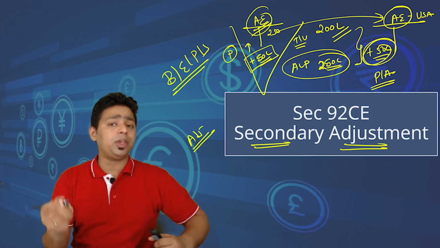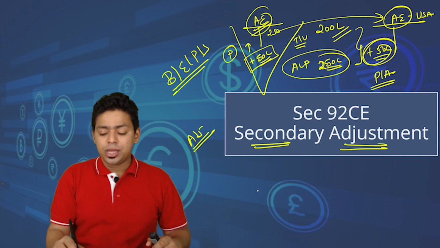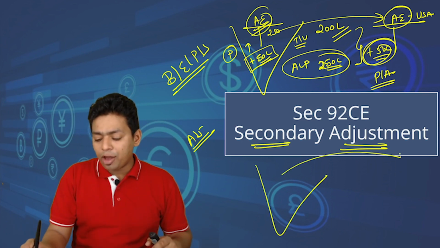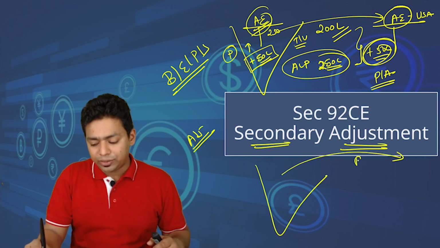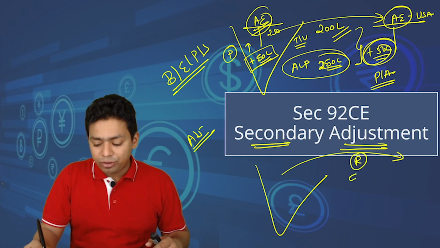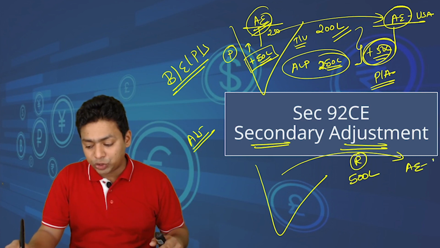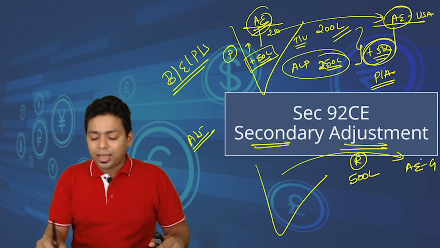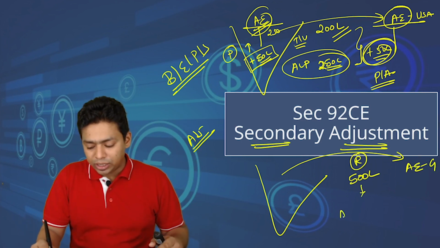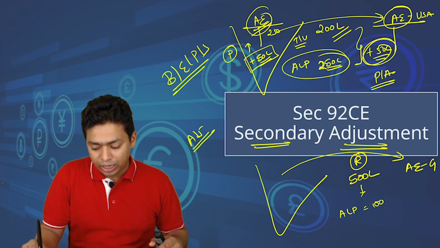Let me give you one expense side example. This is India, and India has made a payment outside India, say for example a royalty payment, and we have paid 500 lakh rupees as royalty to the associate enterprise in Germany. Whereas the arm's length price of this particular transaction comes to only 100 lakh.